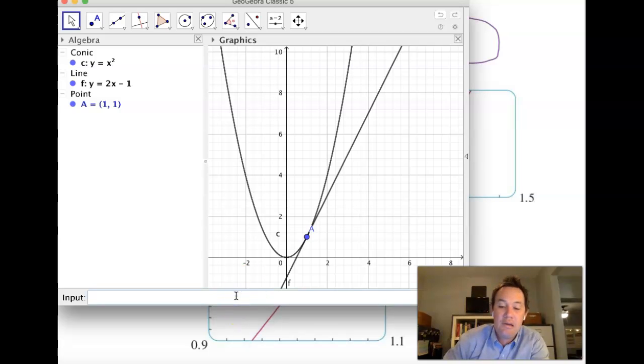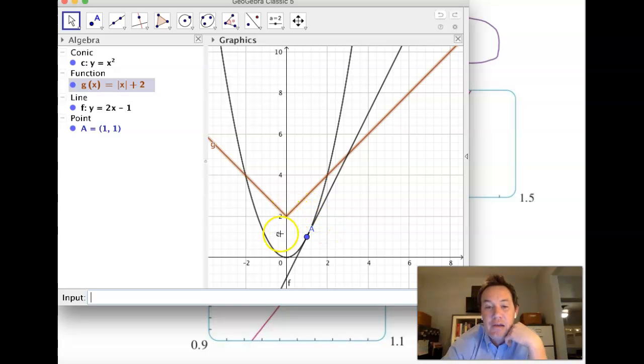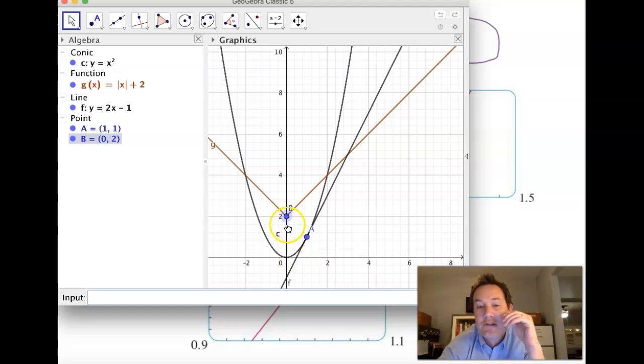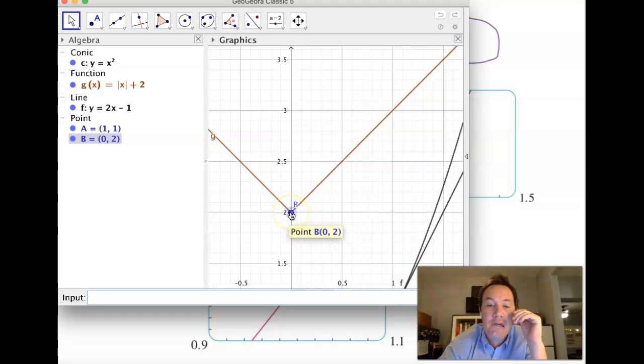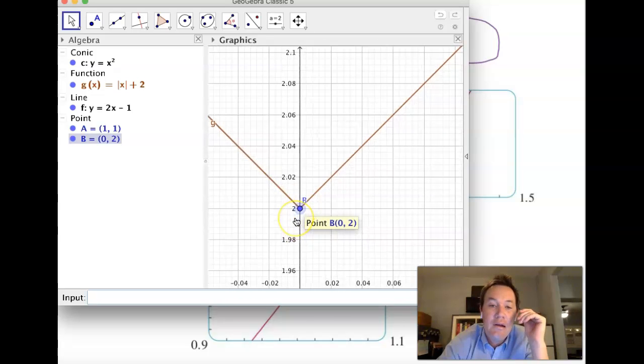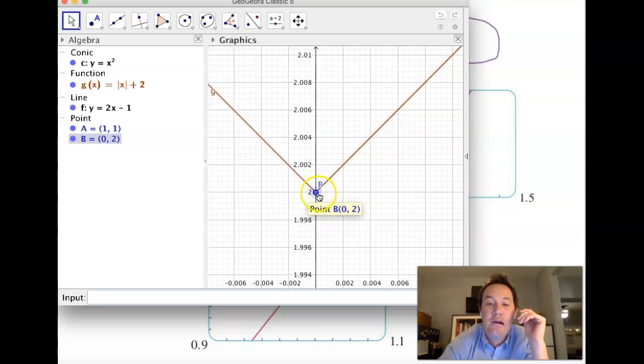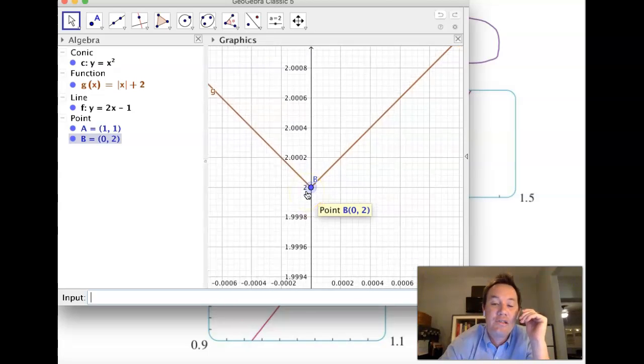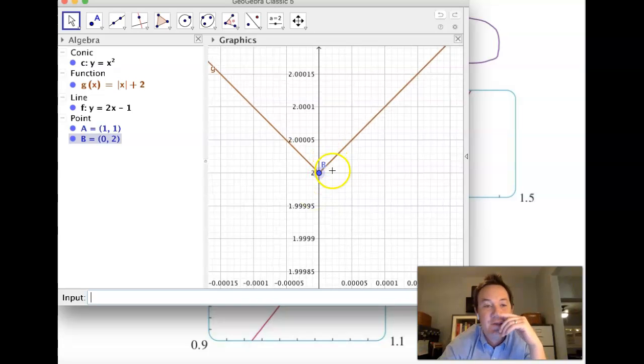Let's look at something like the absolute value of x, but I'll shift it up, plus 2. So if I look at an absolute value function and I look at the point (0, 2), that's where its vertex is. I can continue to zoom in on that point, and I will never achieve local linearity. It'll always just look like a sharp point. So that's in contrast to something that's a smooth curve and not a sharp point. If it's a smooth curve, you should be able to zoom in on it enough where you get that local linearity.